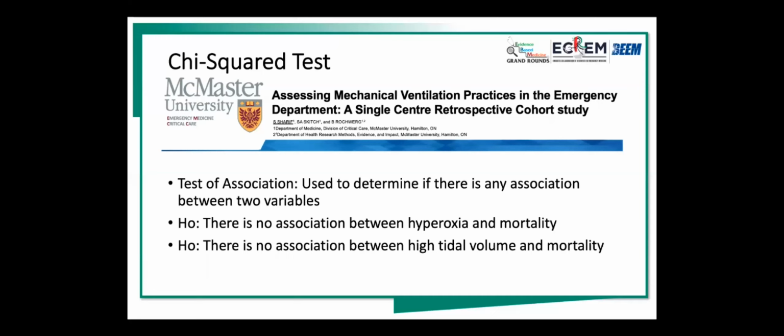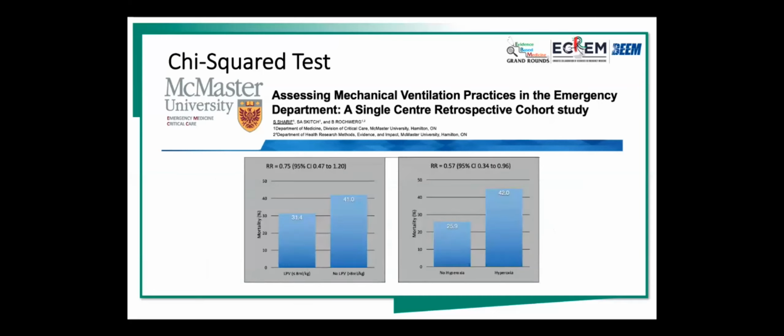So what did we find? If you look at these two graphs, on the left-hand side is the graph comparing mortality to different tidal volumes. If your tidal volume was less than 8 mL per kilo, your mortality was around 31%. And if your tidal volume was greater than 8 mL per kilo, your mortality was 41%. So when you look at the effect size, you're like, oh my goodness, there definitely is an impact.